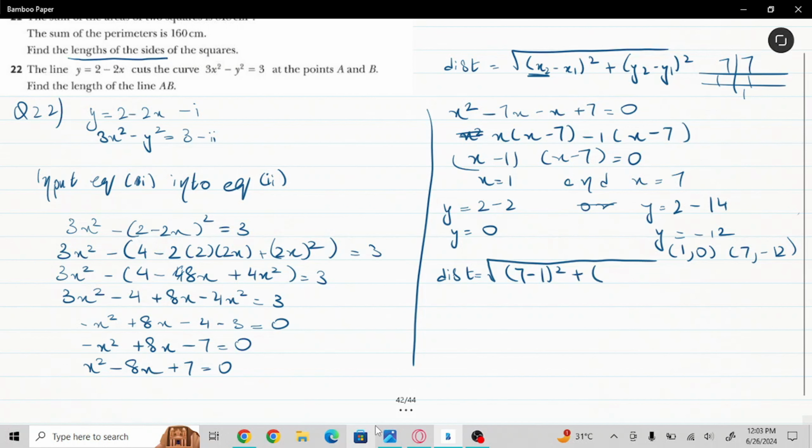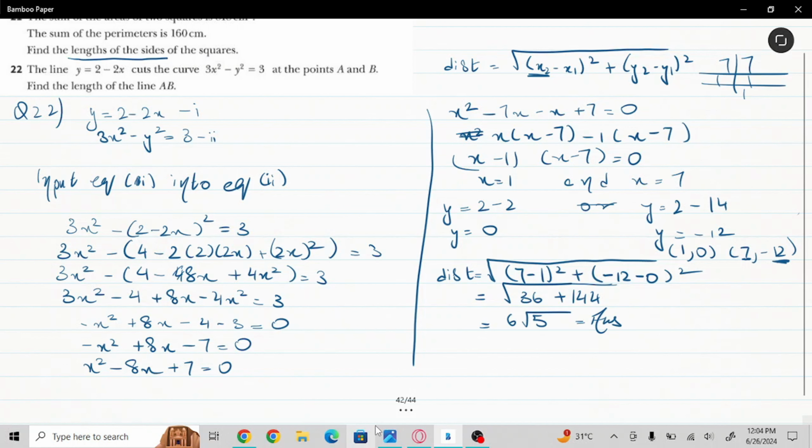Okay, so I've taken 7. For 7, the corresponding y value is -12, so -12 will also be y2. So y2, -12, minus y1, minus 0, whole squared. That gives us the square root of: 7 minus 1 is 6, 6 squared is 36, plus minus 12 minus 0, minus 12 squared, which is 144. We are just going to solve this with the calculator, and we get 6 root 5 as our answer.